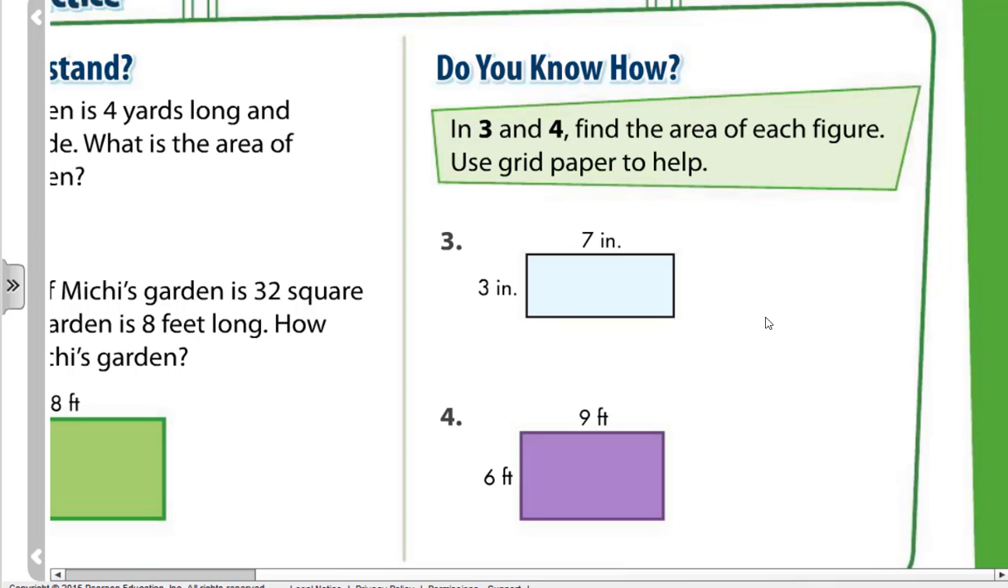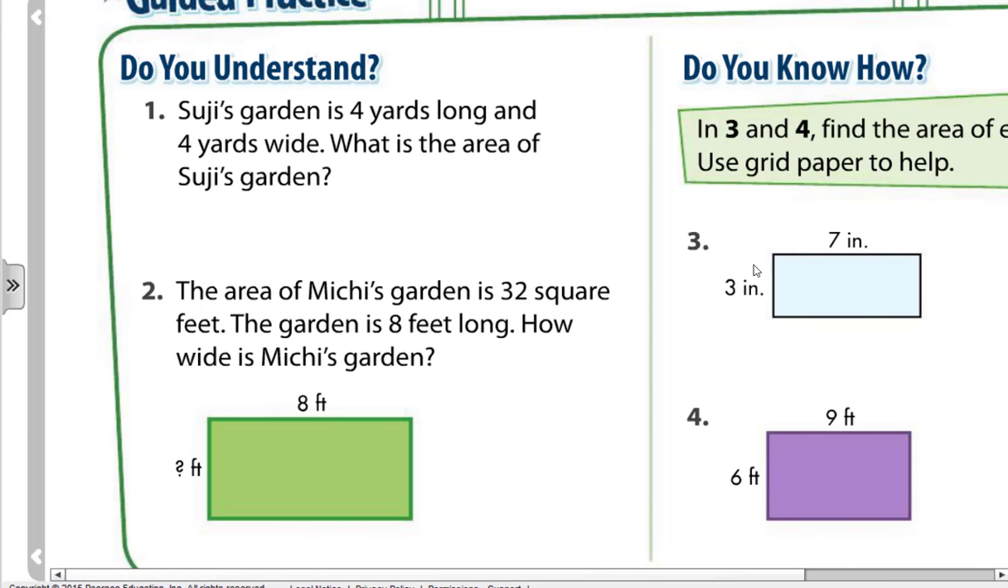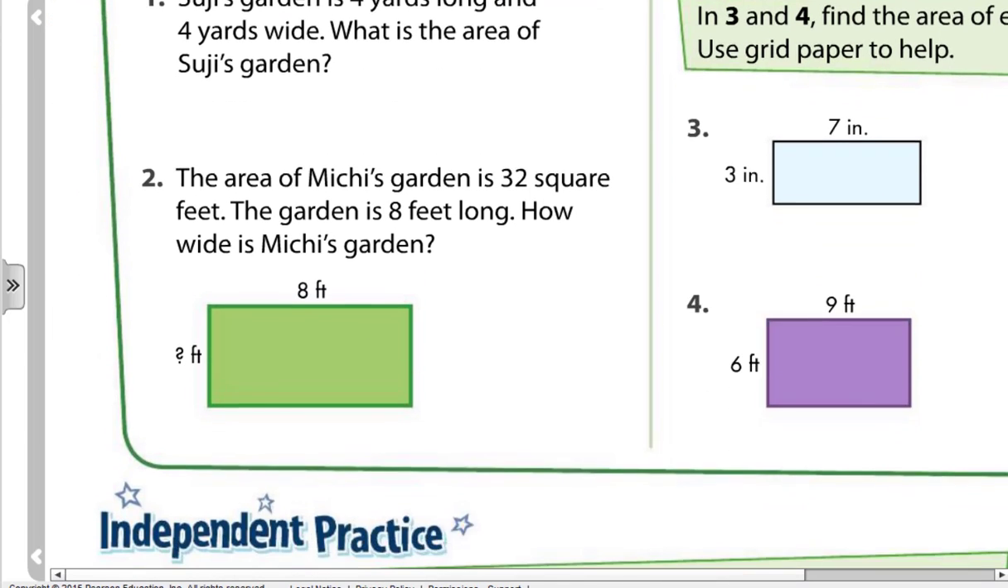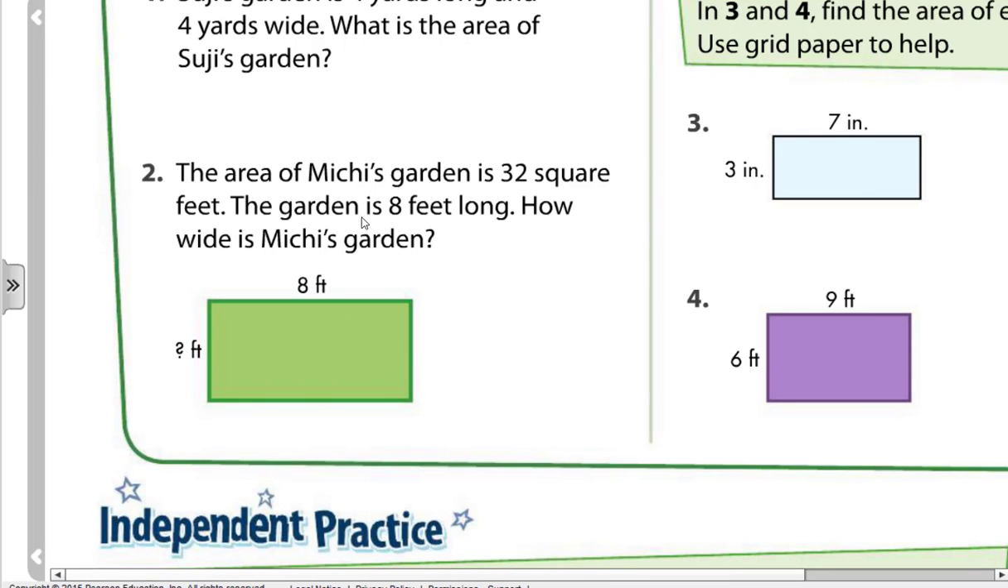Okay, my heroes, by the end of this session, you will be able to solve questions like question number 3. I'll give you a rectangle with the 2 dimensions given, and I will ask you to find the area in question 3 and 4. And also, I will do something else like question number 2 here. We have the area and we have the length, and I will ask you about the other dimension.